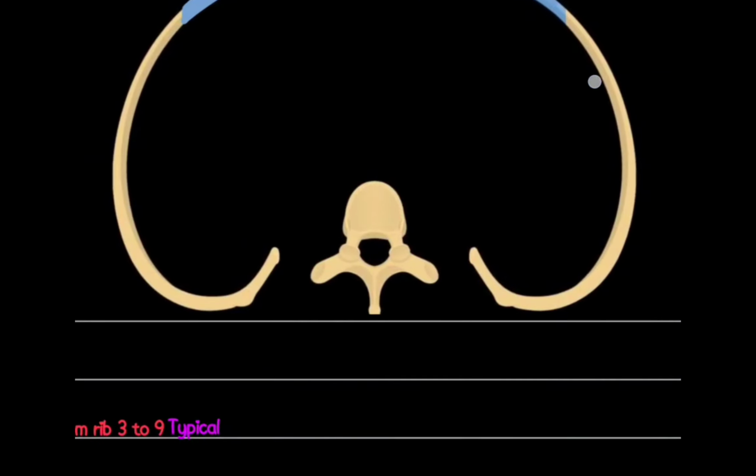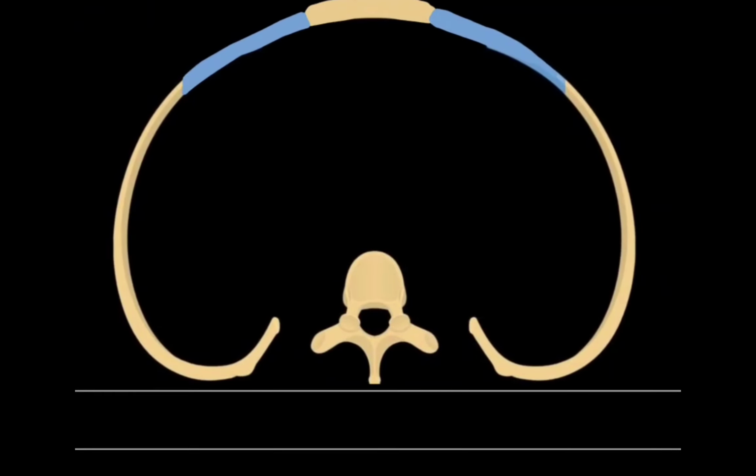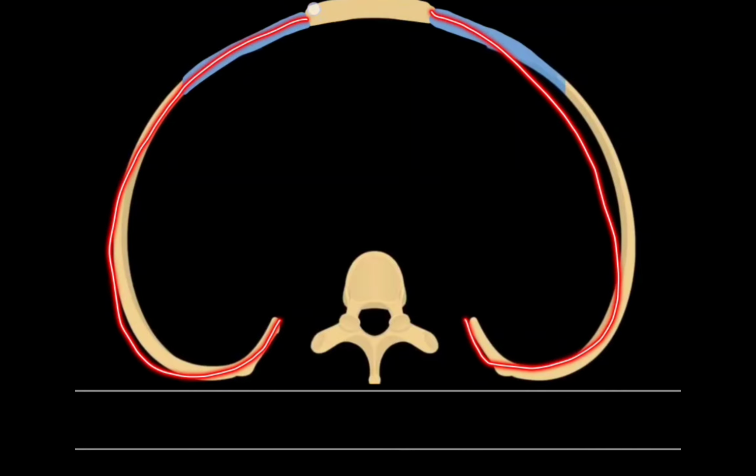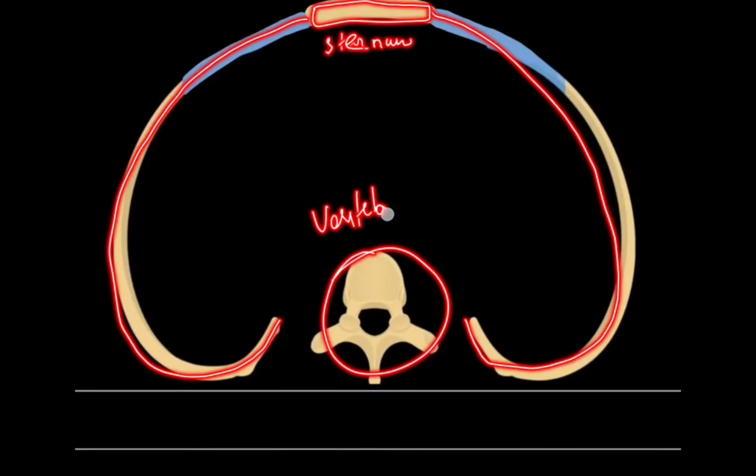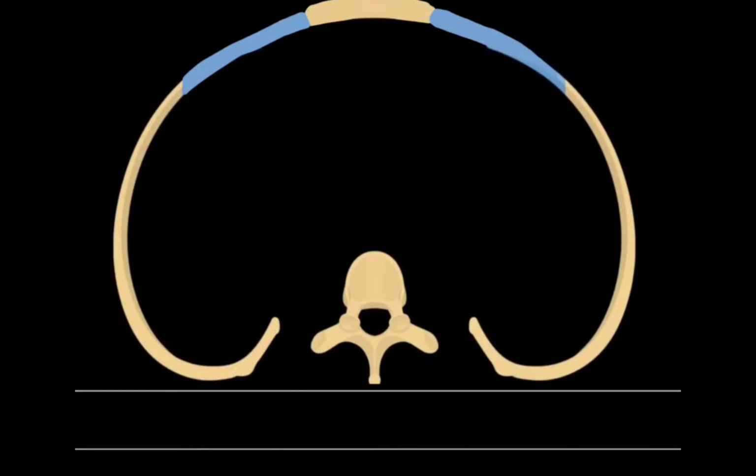So let us have a look into the typical rib. This one right here is the rib. This one is the sternum. And this one right here is the vertebrae. So let us have a look one by one. At first we have the rib over here. We have the cartilage with the help of which the rib is connecting to the sternum.